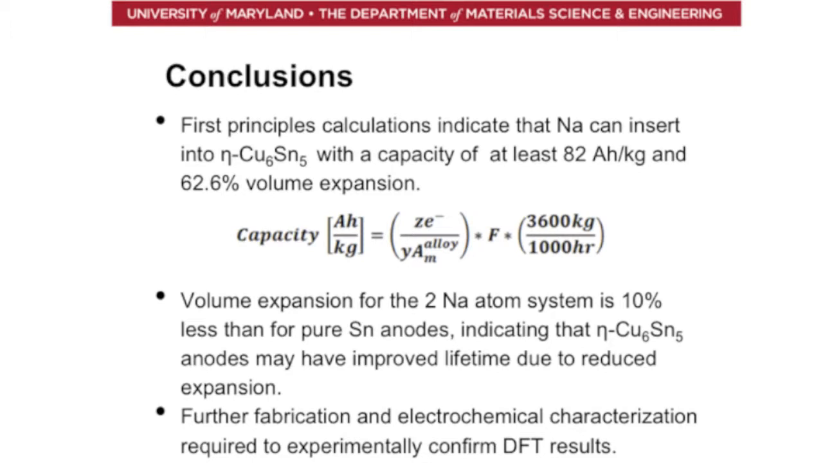Our first principles calculations indicate that at least 6 sodium atoms can insert into the eta phase, giving a capacity of 82 amp-hours per kilogram and a volume expansion of 62.6%. The volume expansion for the 2-atom system is 10% less than the expansion for the corresponding sodium tin 5 phase exhibited in pure tin anodes. This reduced volume expansion may improve the anode lifetime when using this alloy structure.